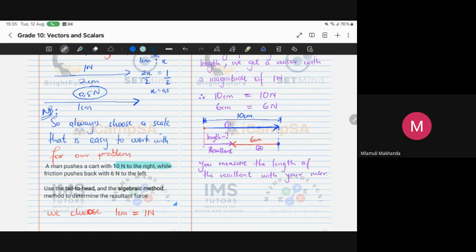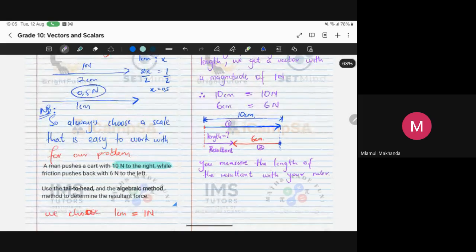Right? So between you and I, you should be able to see that if this line is 10 centimeters and the other one is 6 centimeters up to this point, it means the remaining length is 4 centimeters. But you don't have to think like that, because if you have a ruler and you draw these things as accurately as possible, you will get that the length of the resultant will be 4 centimeters.